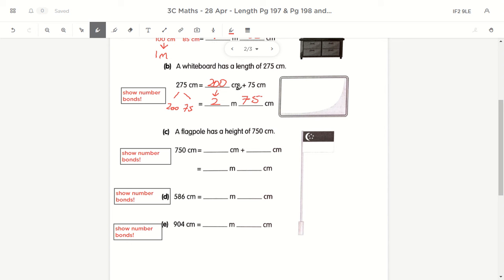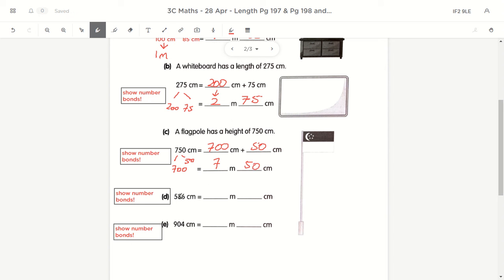All right, for the next one, 750 centimeters, we break it into two parts as well. I have 700 centimeters over here and I have 50 centimeters over here. So what I get is 7 meters because 700 cm is 7 meters. 7 meters and 50 cm.